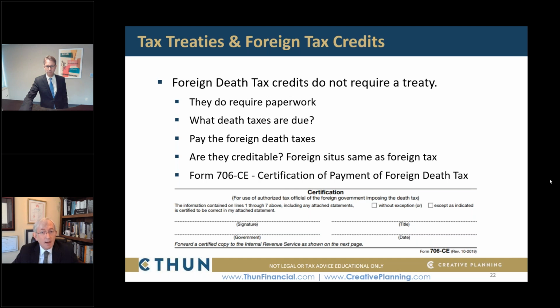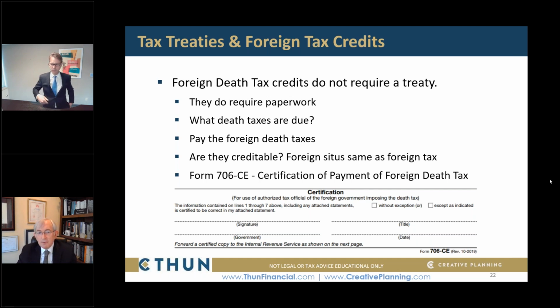And then you need to figure out if they're creditable. And in general, the foreign situs needs to be the same as the foreign taxing authority. So this can cause some significant problems where you're being taxed in one country for assets that are in a third country, and the U.S. looks at it and says, well, that's nice, but we're not going to give you credit for that because the assets don't have the same situs as the taxing authority.